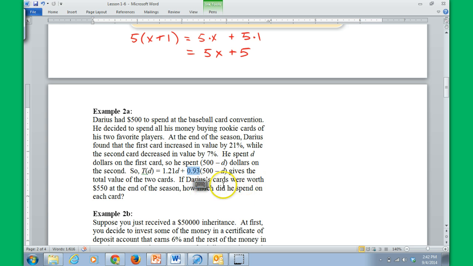Okay. If Darius's cards were worth $550 at the end of the season, how much did he spend on each card? So we have $550, and that is going to be equal to the equation they gave us right here. I'm just going to rewrite that: 1.21D plus 0.93 times 500 minus D.